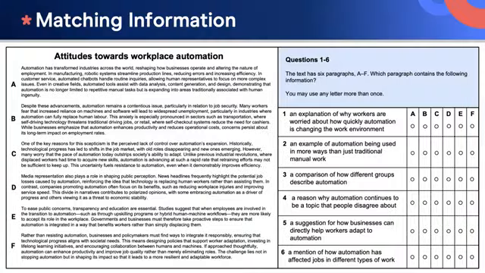Here it is. The instructions for the task are at the top. They say, the text has 6 paragraphs A to F. Which paragraph contains the following information? Note what it says next. You may use any letter more than once. This means that more than one of the questions might match the same paragraph.